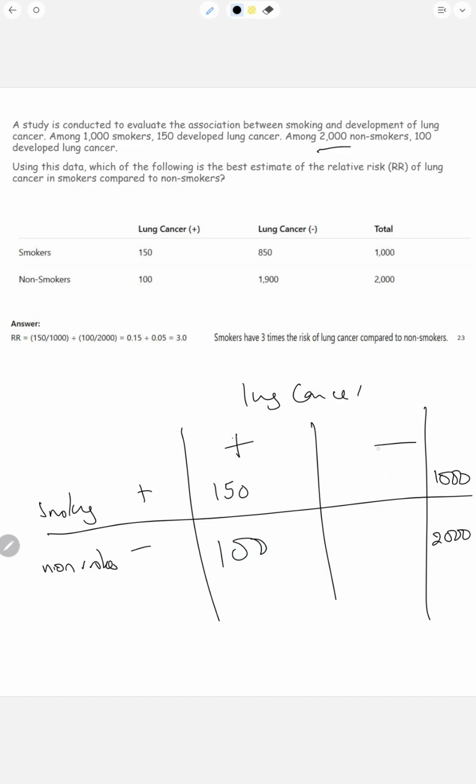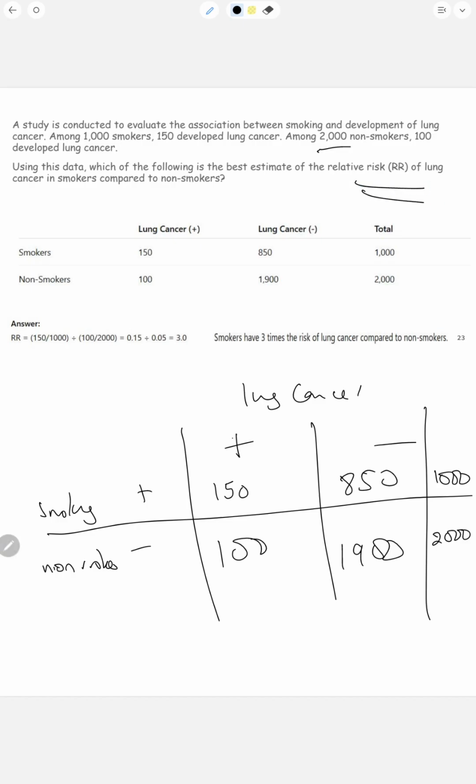So just fill in the blanks here. It's going to be 850 here, right? 1,000 minus 150 to give you 850. 2,000 minus 100 to give you 1,900. Using this data, what is the relative risk? So we're asked to calculate relative risk.